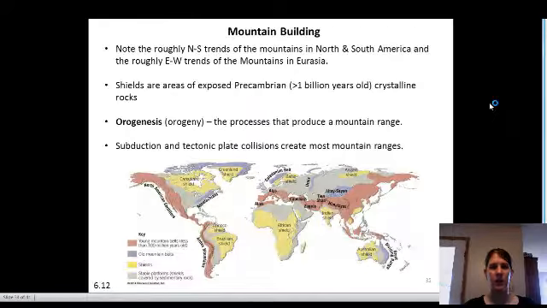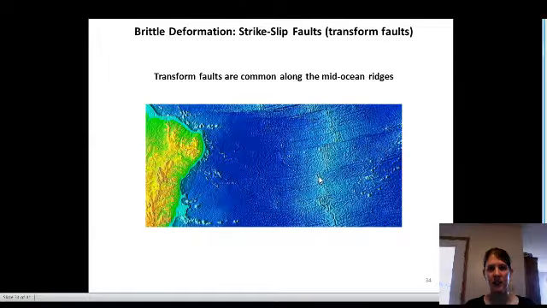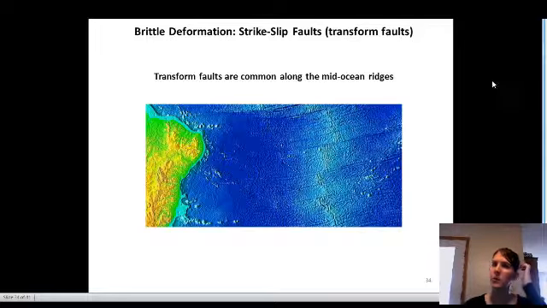Transform faults are common along mid-ocean ridges. It's hard to see in this image, but mid-ocean ridges don't occur in just straight lines. They don't expand at the same rate all the way up. So this differential in expansion rates actually causes the development of these strike slip faults. So you'll get offsets of mid-ocean ridges all the way up through the mid-ocean ridge system.